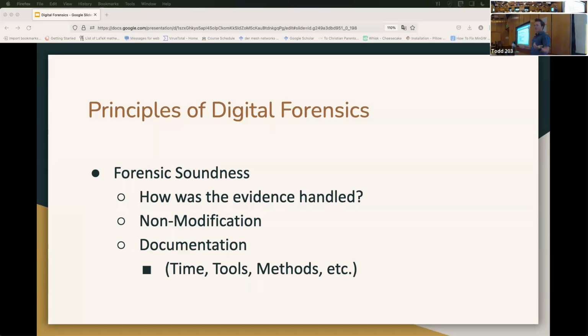And how do we do this? I mentioned it earlier, documentation. We need to document when somebody has access to the data, what tools we were using, the methods we were using. All of this is going to go into being defensible in a court of law at some point, or proving to stakeholders that something has happened and that we weren't the ones who caused it.